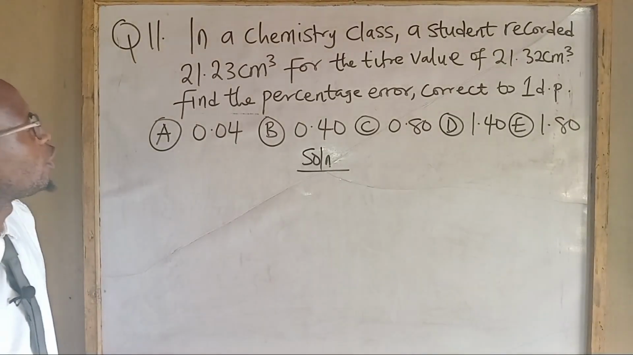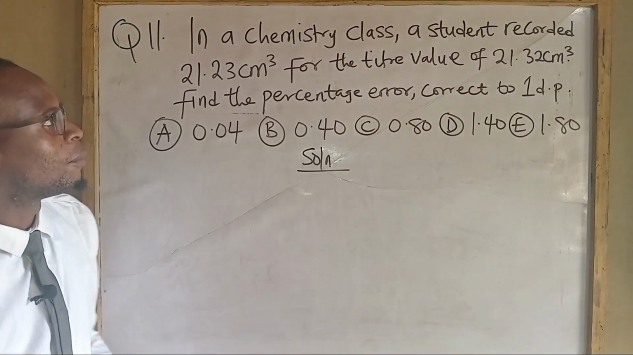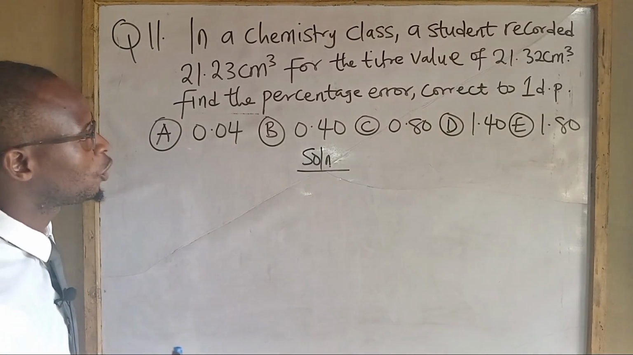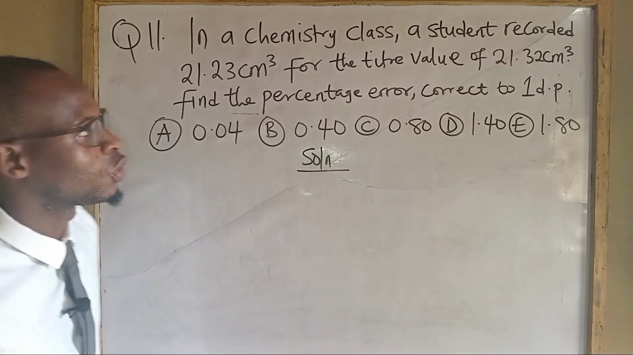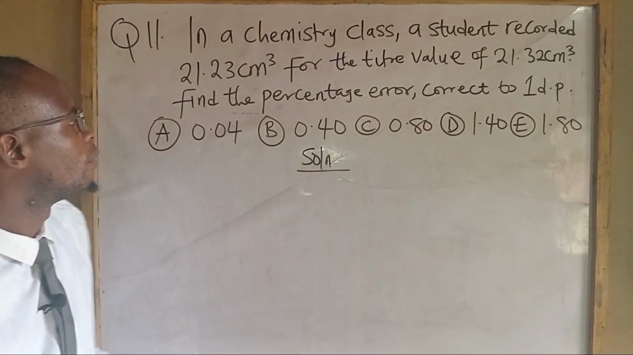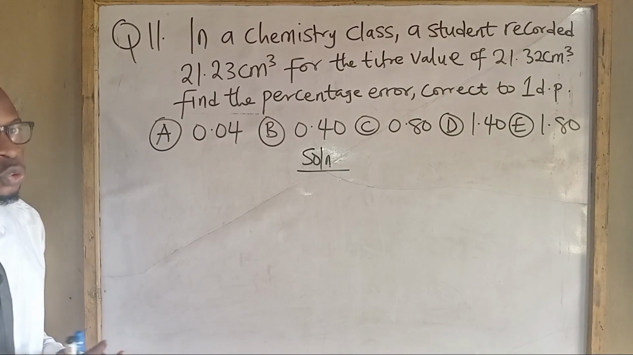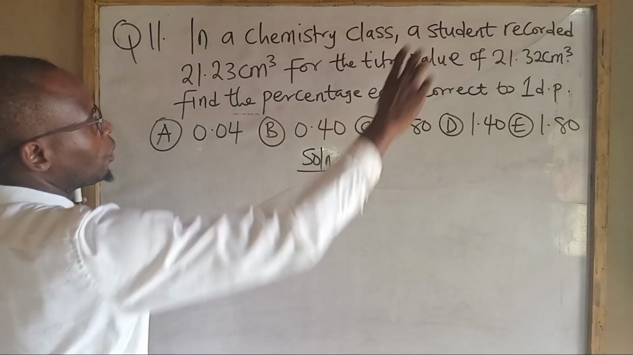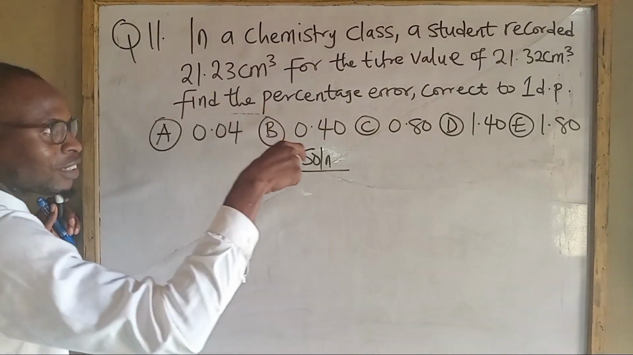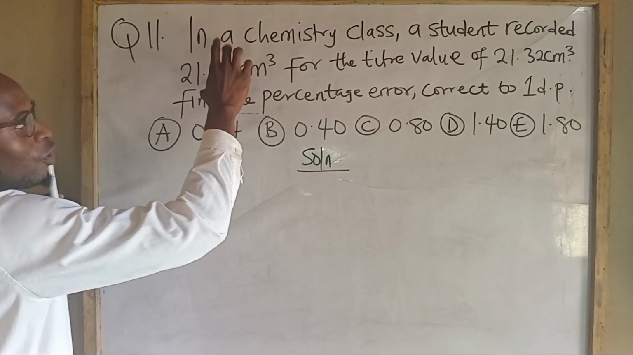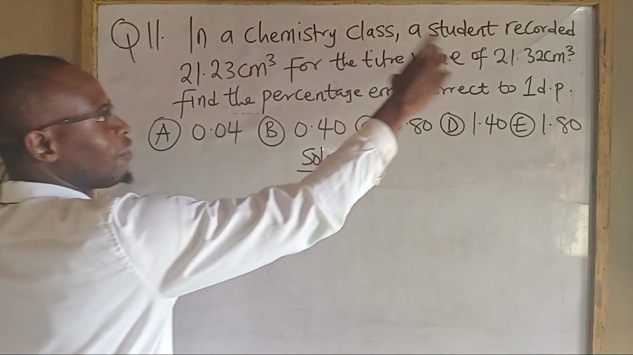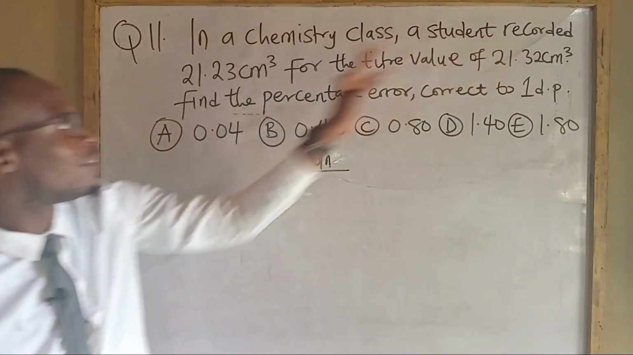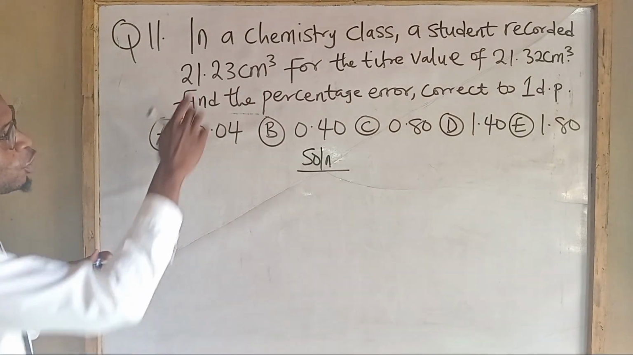Okay, so question 11. We have the last question here. It says, in a chemistry class, a student recorded 21.23 centimeter cube for the theta value of 21.32 centimeter cube. Find the percentage error correct to 1 decimal place. Good. Now, let us analyze this question very well. In a chemistry class, a student recorded, this is the recorded value for the theta value. So that means the student is expected to get this value, but he recorded his value as this. So that means this is going to be our wrong value.